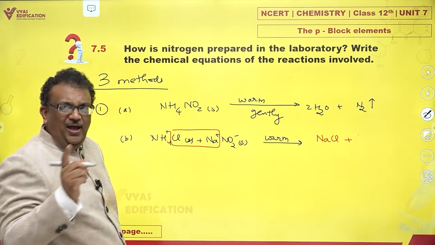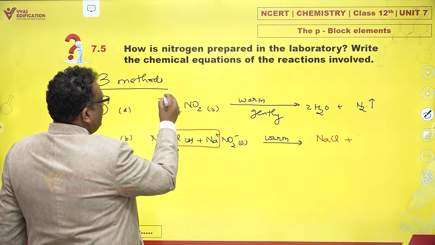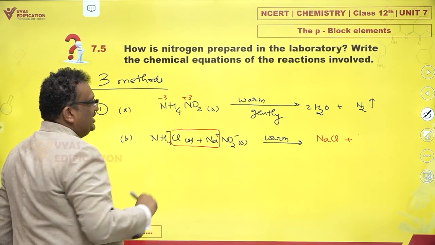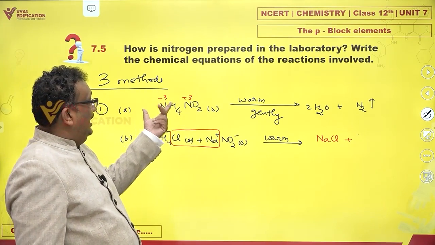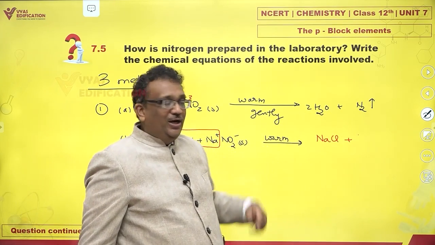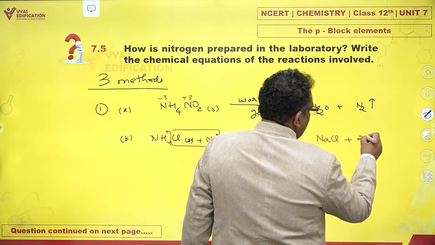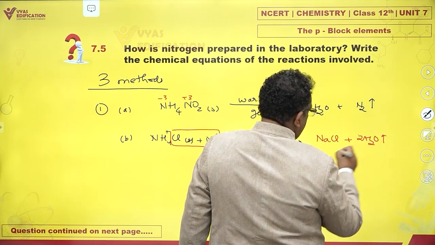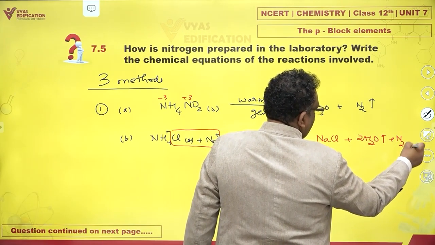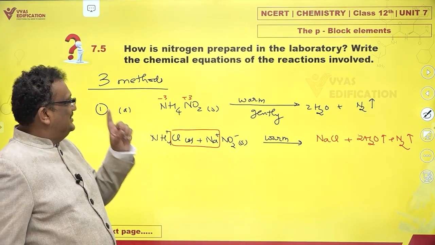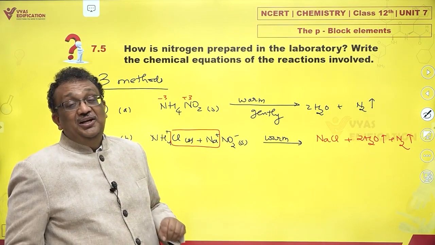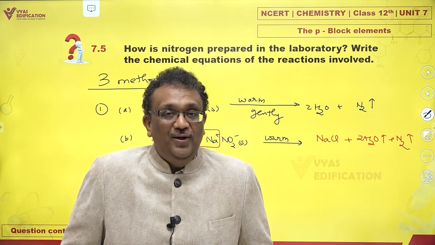And have you ever noticed the -3 and +3 oxidation states of nitrogen? Ammonium has -3, nitrite has +3, average is 0. You heat them and you get the average, which is 0. There we are. This is the first method, gently warming NH4NO2.